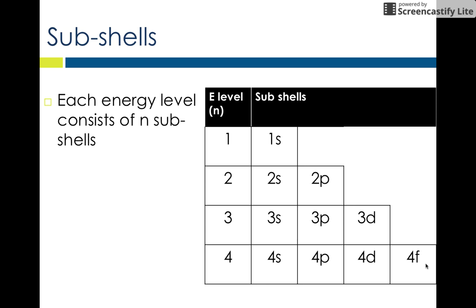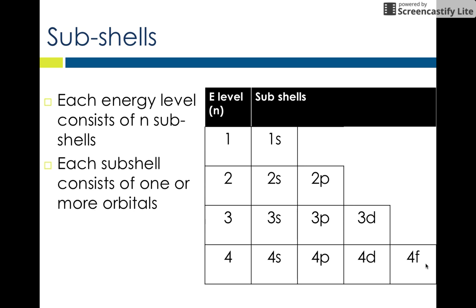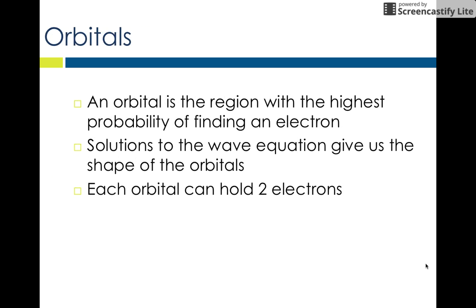Now, each of those subshells is divided further into orbitals. Sometimes one, typically more than one. So we've got to look at what an orbital is. An orbital is the region with the highest probability of finding an electron given a certain set of energies and natures of the electron movement.